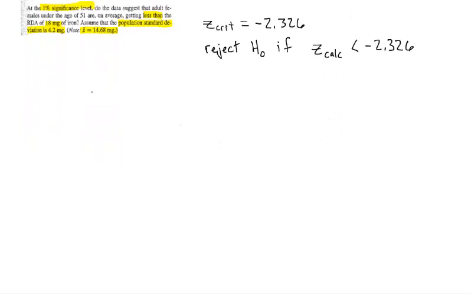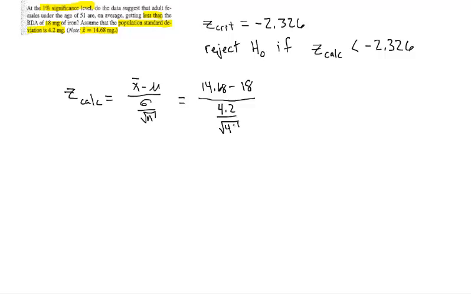And now we need to find our z calc. So we have z calc is equal to x bar minus mu divided by sigma divided by the square root of n. And in our problem, x bar was 14.68, mu was 18, divided by sigma was 4.2, divided by the square root of 45. And when we put this in our calculator, we get negative 5.30.